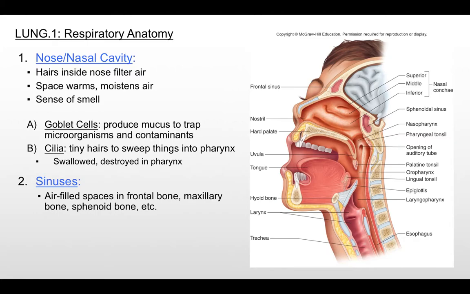These spaces are supposed to be filled with air, but if bacteria find their way in there, if the mucus didn't catch it and the cilia didn't catch it, then unfortunately you get fluid building up in there, you get bacteria, and you'll feel intense pressure in those sinuses. Here's the sinus in your frontal bone, for example.